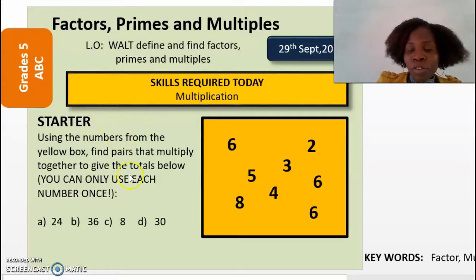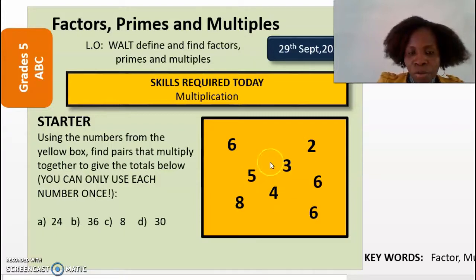So for a starter, using the numbers from the yellow box, this is my yellow box here, find pairs that multiply together to give the totals below. You can only use each number once. So I have 24, 36, 8, and 30. From these numbers here, which two numbers, if you multiply, can give you 24?